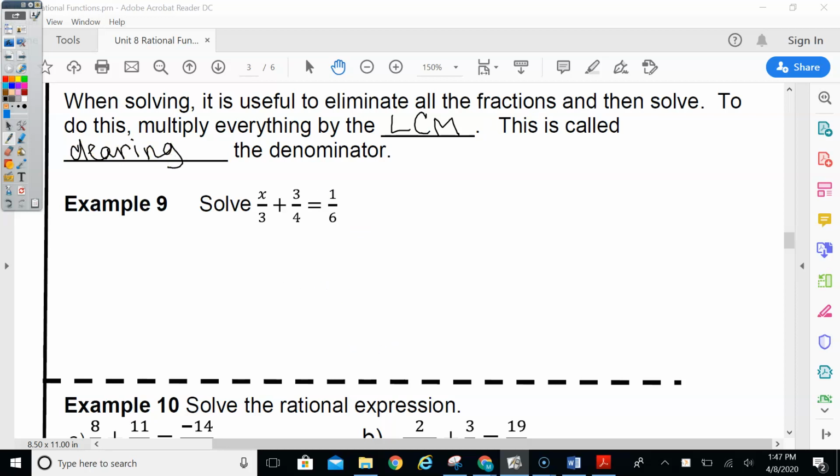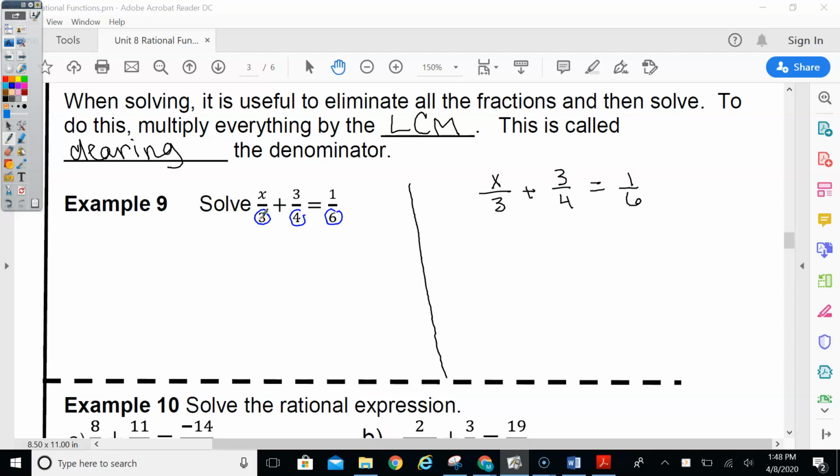So here, actually I'm going to split this up. I'll clear the denominator on this side, and then I'm going to come over here and show you how to do it by finding common denominators. I don't care how you do it, as long as you can solve. Okay, so over here, if you look at all three denominators, what's the least common multiple between all of them?